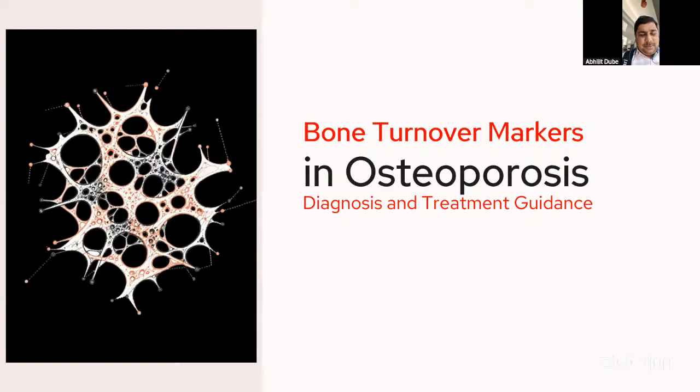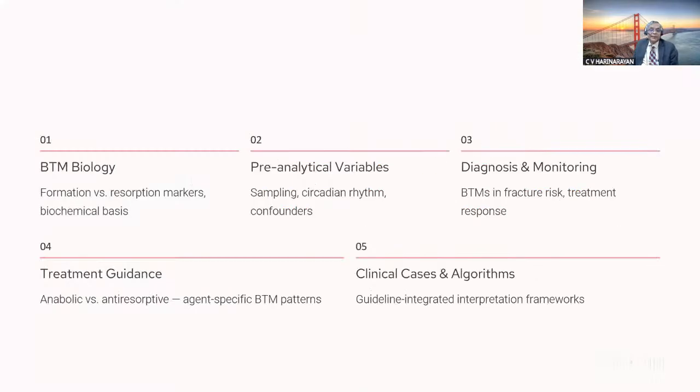Today we are going to discuss the bone turnover markers in osteoporosis, their role in diagnosis and treatment guidance. We will be discussing this in the following pattern: the bone turnover physiology, pre-analytical variants, diagnostic and monitoring, treatment guidelines, and clinical cases and algorithms.